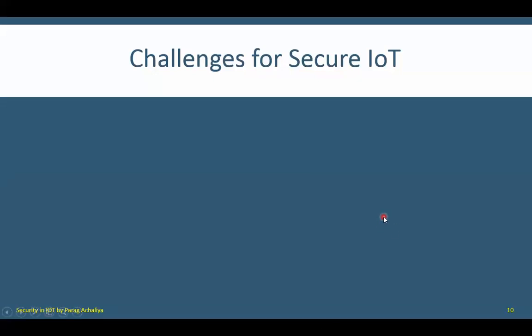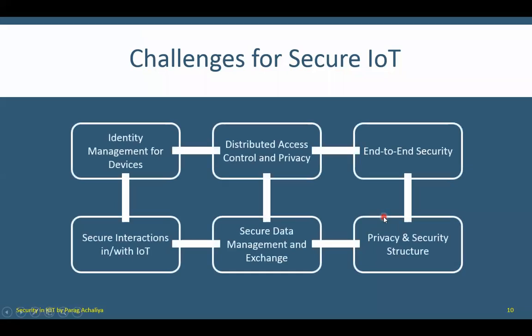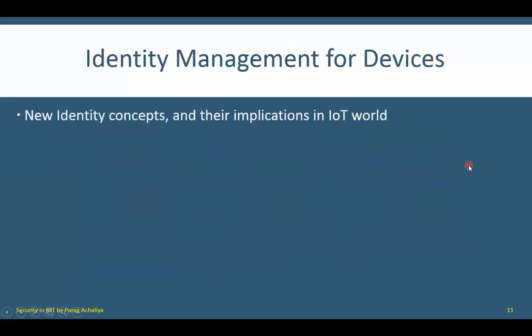Challenges for secure IoT. These are various challenges for securing your IoT application from various threats. Number one, identity management for devices, distributed access and control, privacy, end-to-end security, secure interaction in or with IoT devices, secure data management and data exchange, privacy and security structure. So these are some challenges that need to be addressed while implementing your IoT application. Let us see these challenges one by one.